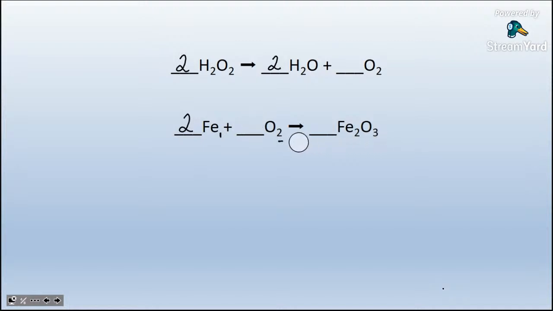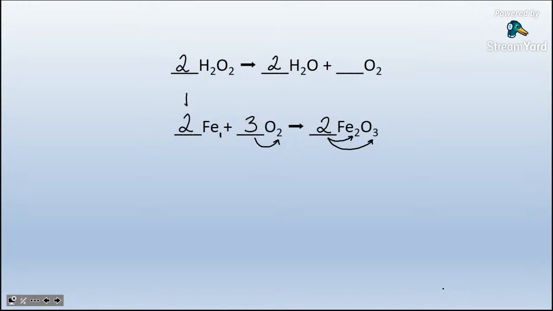So instead, for trial and error, I look at lowest common multiple. And between 2 and 3, lowest common is 6. So 3 times 2 will give me my 6 oxygens. And then as a product, 2 times 3 will give me my 6 oxygens. But now, 2 times 2 is 4 irons.